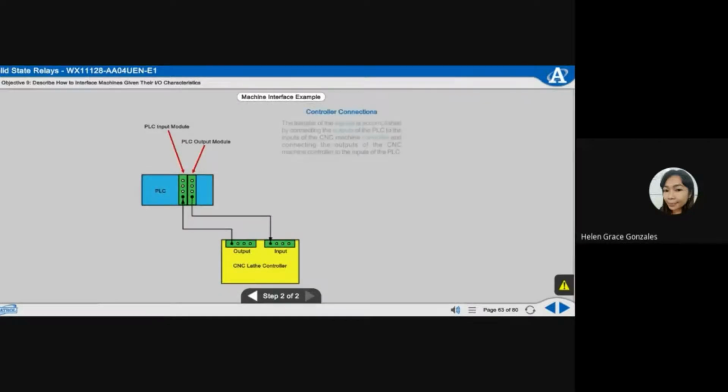Controller connections. The transfer of the signals is accomplished by connecting the outputs of the PLC to the inputs of the CNC machine controller and connecting the outputs of the CNC machine controller to the inputs of the PLC. For example, an output of the PLC activates an input of the lathe controller, and an output of the lathe controller activates an input of the PLC.